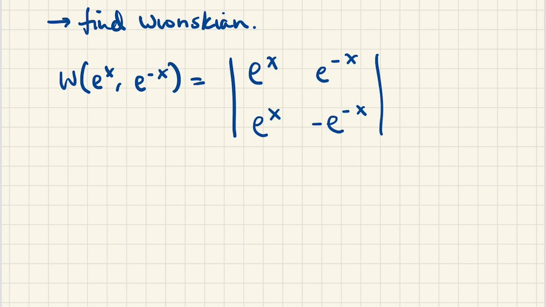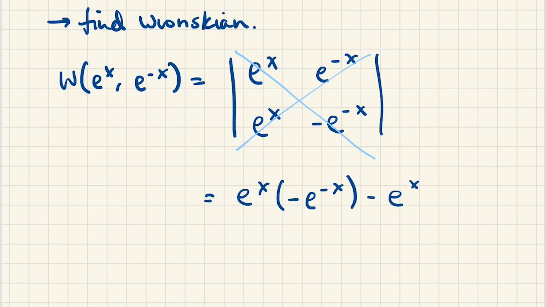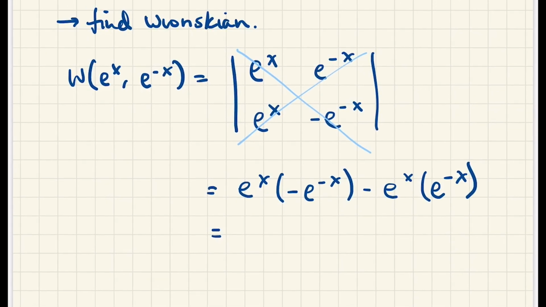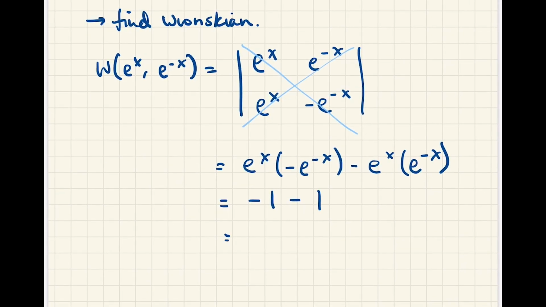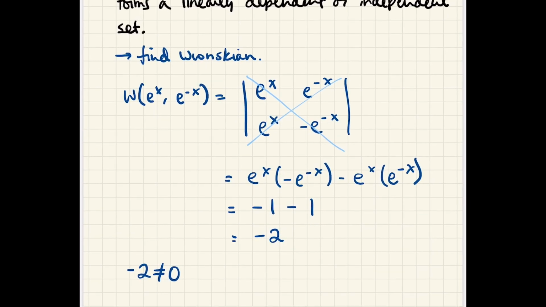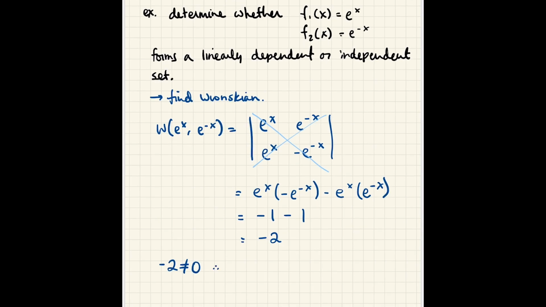So this determinant of a 2×2 is significantly more straightforward. It's that product minus that product. So we're going to have e to the x times negative e to the negative x minus e to the x times e to the negative x. So this first product here is -1. The second product is +1. So -1 minus 1 is -2. So the Wronskian evaluates to the constant -2. -2 is not equal to 0 anywhere. Therefore, the set of functions e to the x and e to the negative x is a linearly independent set.